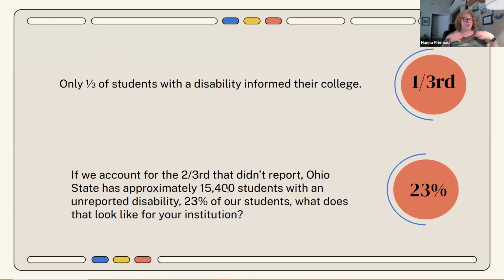And if we know that statistically, only 1/3 of students with a disability actually informed their college, and we account for that 2/3 that didn't report, our institution, Ohio State, has approximately 15,000 students with an unreported disability. So that's an additional 23% of our students that haven't told anyone that they need a little something else, be it just the ability to stim or more time to process. And so it's something to keep in mind. Not everyone's going to tell you what they need.